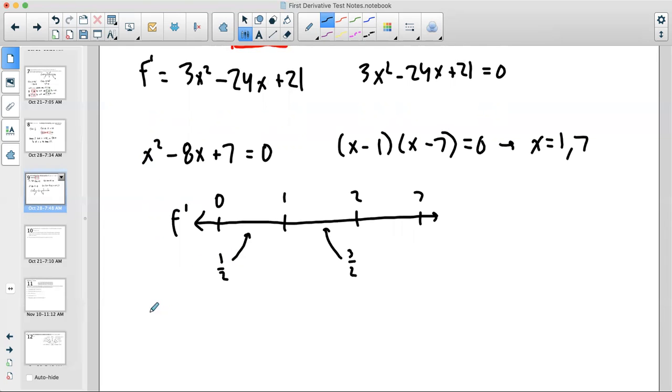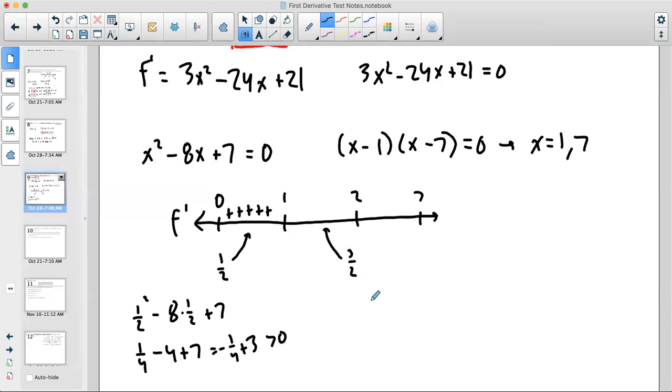So let's see. If I plug a 1/2 into here, I get 1/2 squared minus 8 times 1/2 plus 7. Well, 1/2 squared is 1/4. 8 times 1/2 is 4. So minus 4 plus 7. This is really negative 1/4 plus 3, which is going to be positive. I know that 3 is bigger than 1/4, so this is going to be a plus.